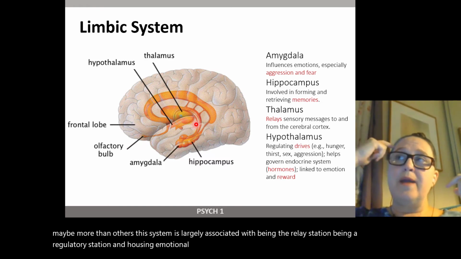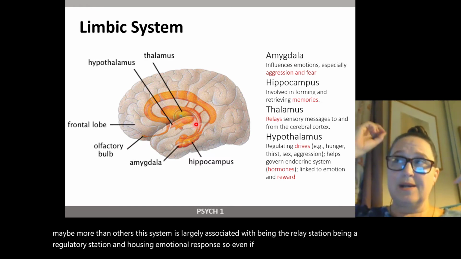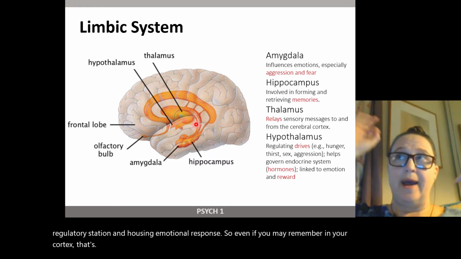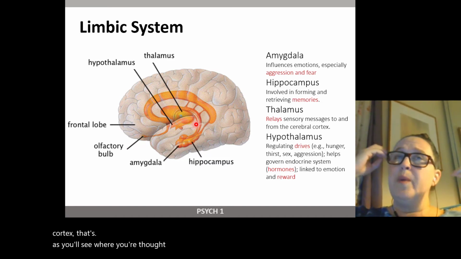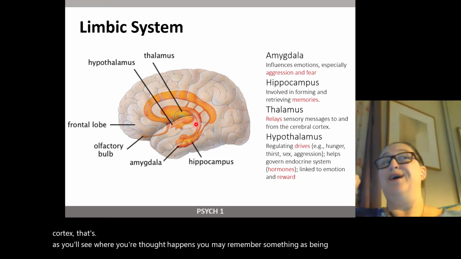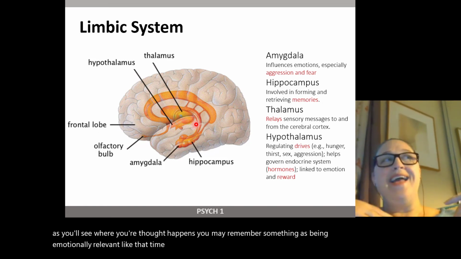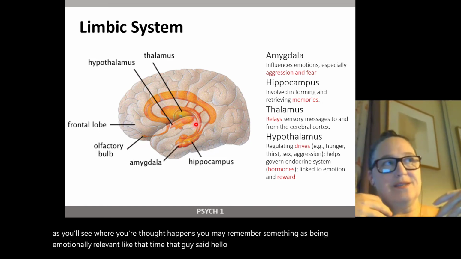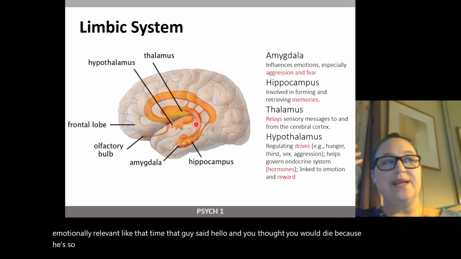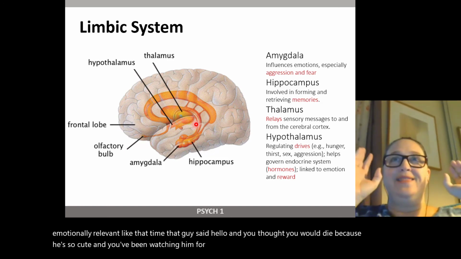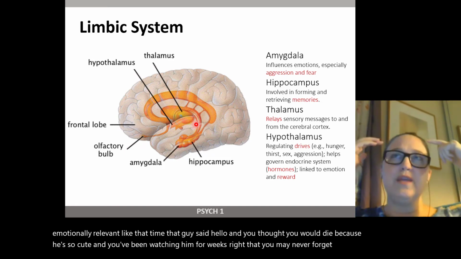So even if you may remember in your cortex, that's, as you'll see, where your thought happens, you may remember something as being emotionally relevant, like that time that guy said hello and you thought you would die because he's so cute and you've been watching him for weeks, right? That you may never forget that. And that may be something that you think about.